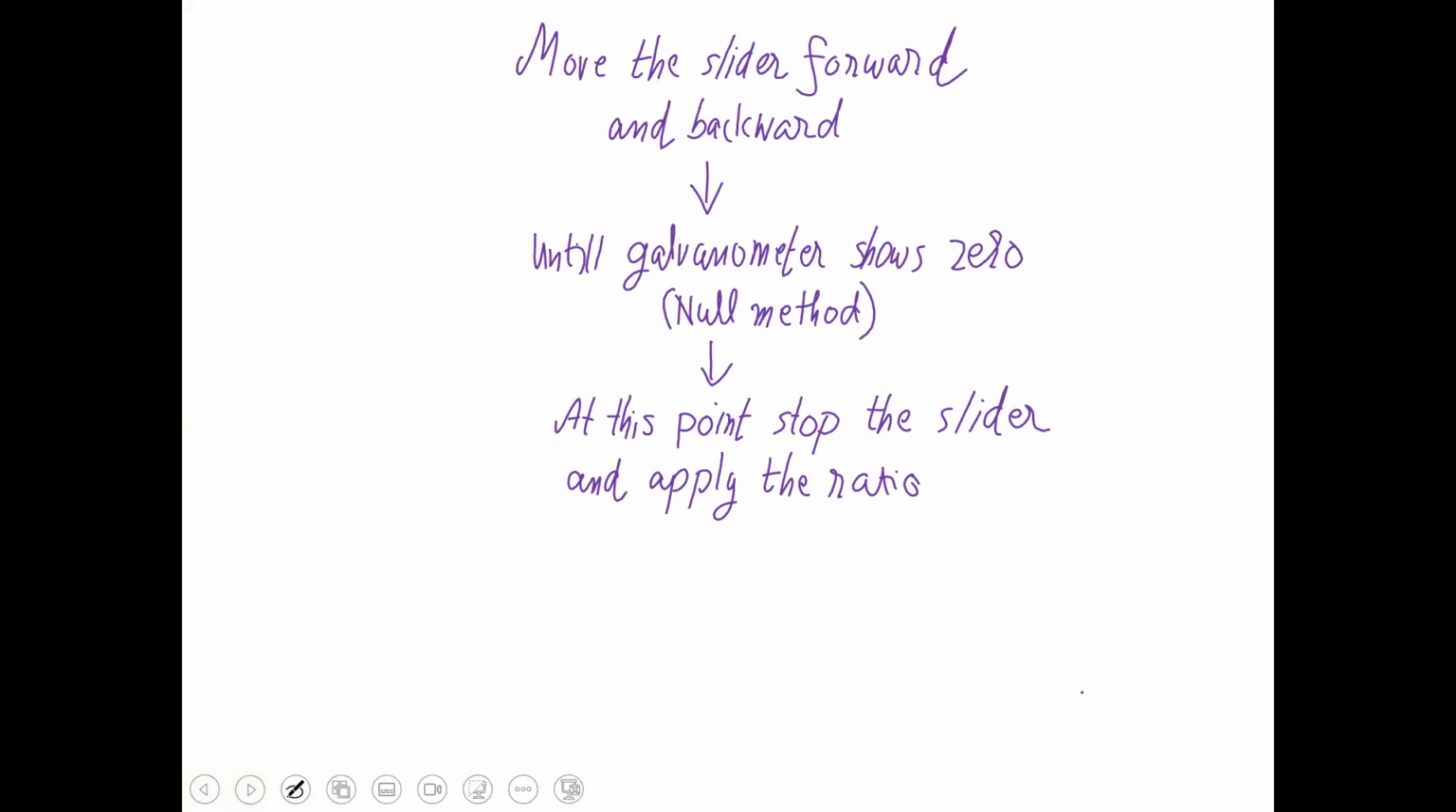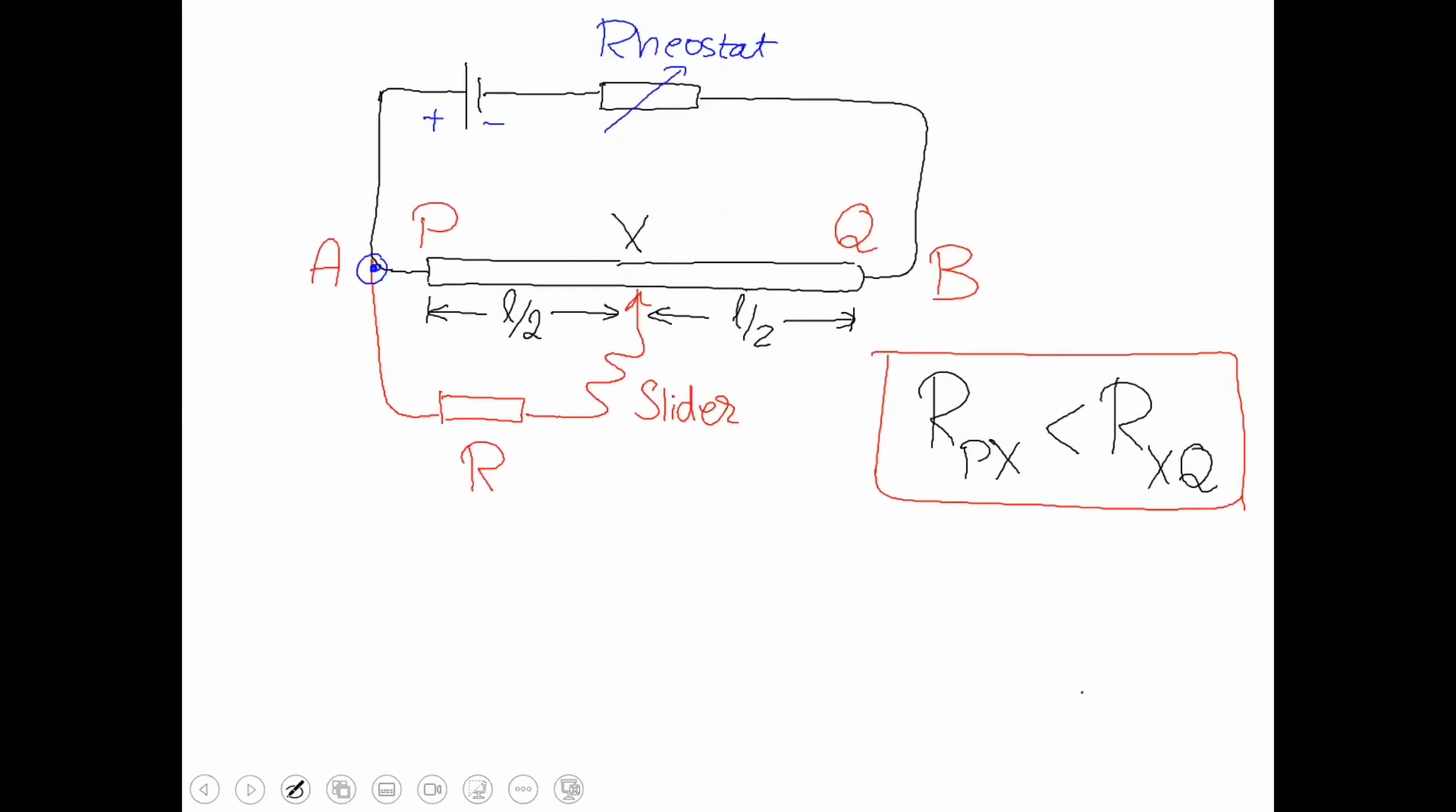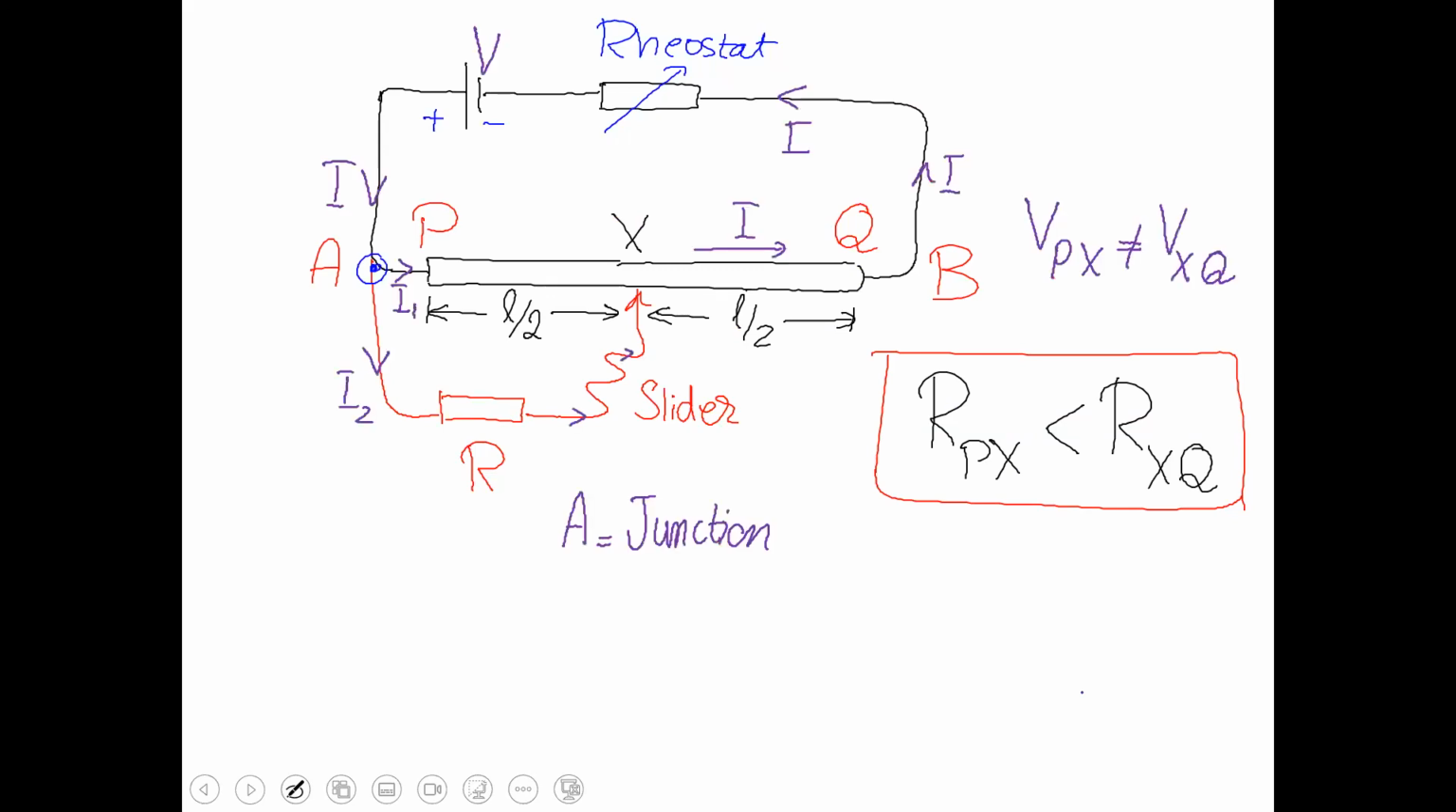This is called the potentiometer method. This is our next concept for today. Whenever you make a slider circuit, which is like a loop, you will always have a problem: within the loop, the resistance always decreases.